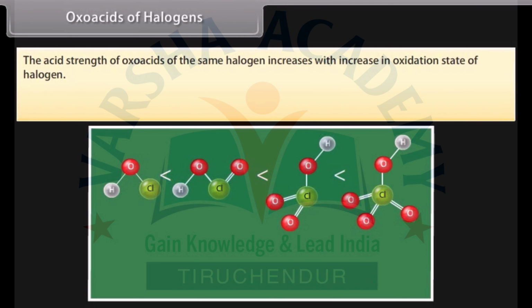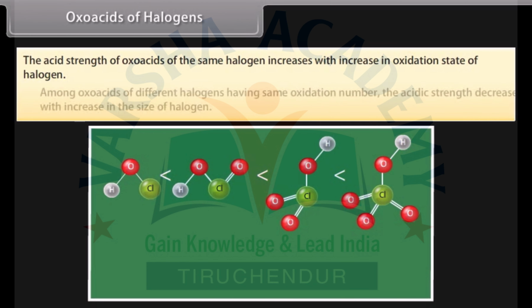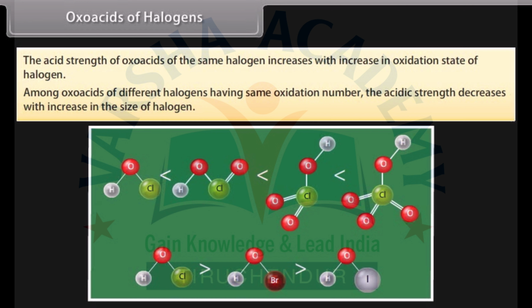The acid strength of oxoacids of the same halogen increases with increase in oxidation state of the halogen. For example, the acid strength of different oxoacids of chlorine is in the following order. Among oxoacids of different halogens having the same oxidation number, the acidic strength decreases with increase in the size of the halogen. For example, the acidic character of the hypohalous acid series is in the order: the greater the size of the halogen atom, the lesser will be its electronegativity, and hence the lesser will be the acid strength of the acid.